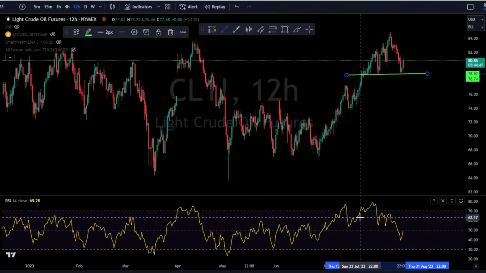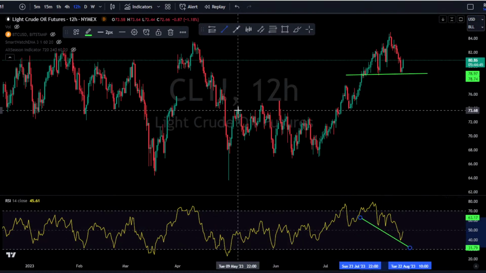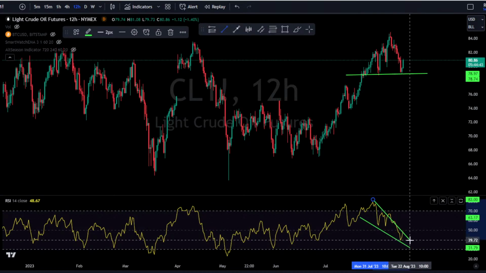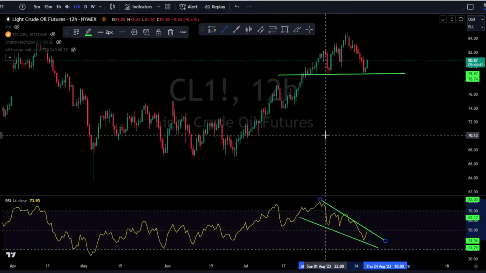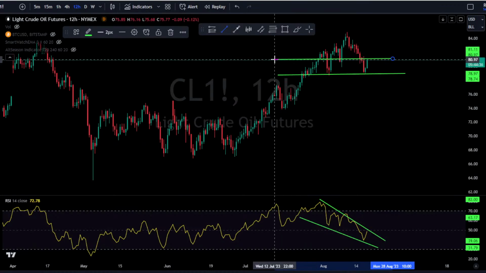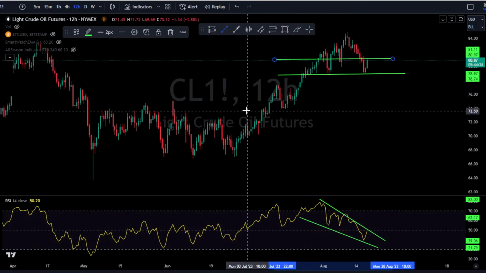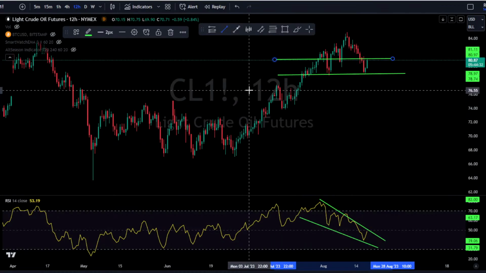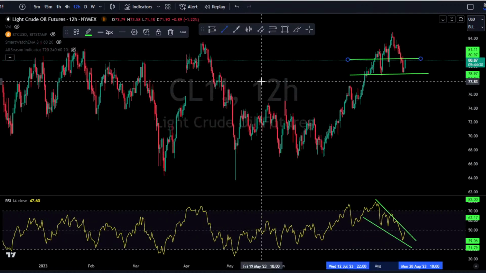So this is a hidden divergence right there. And for me, it is a potential for this to be a springboard consolidation now, where oil prices could bounce up higher out of this. And it could be time to let go of my short positions and reevaluate.